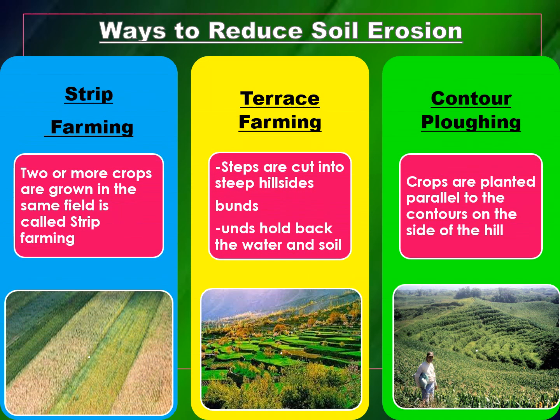Now, what are the ways to reduce soil erosion? There are different ways. Now let's see the ways to reduce soil erosion. There is one way, strip farming. Strip farming is an agricultural technique where alternating strips of different crops are grown across a field. This method helps prevent soil erosion and enhances water retention by creating barriers against wind and water runoff. It is a conservation practice designed to promote sustainable land management. So you can grow more crops in the same field in strips, strip farming.